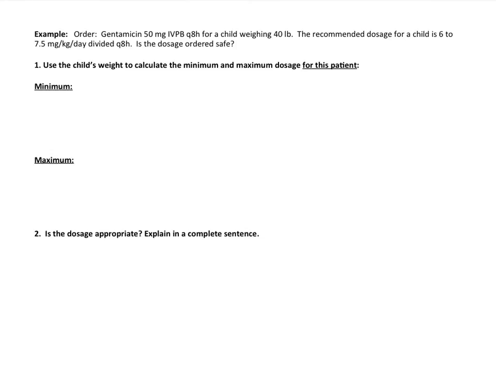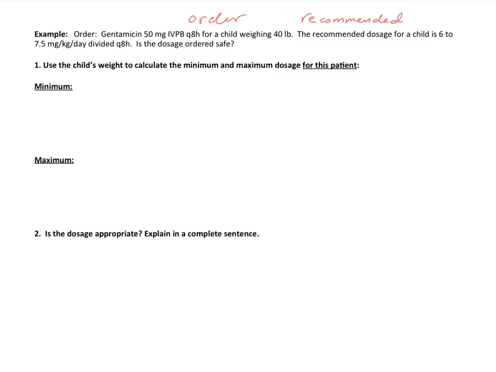The next few problems are also weight-based problems where we have to determine yet again whether or not a dosage that we are given to administer is appropriate or not. So the general idea, as you remember from the previous video, is that we need to compare the order with what's recommended, and we need to determine based on that whether or not the order is appropriate for the patient.